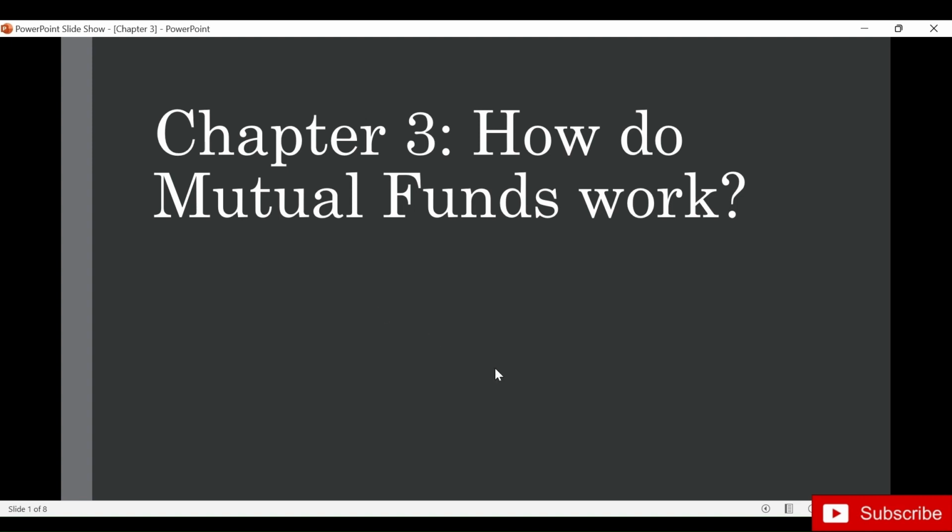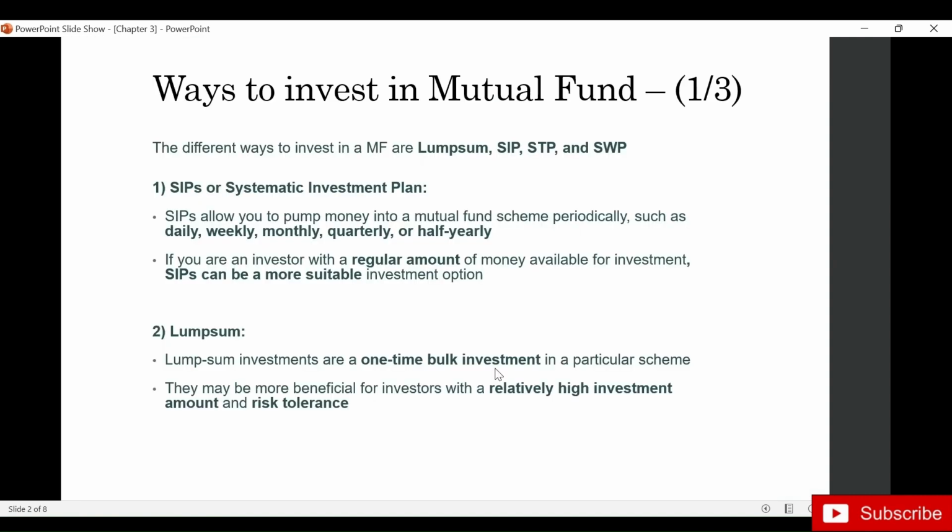Hello friends. So in chapter 3 we will discuss the working of mutual funds. In lesson 1 of chapter 3 we will discuss the different ways to invest in a mutual fund. The different ways to invest in a mutual fund are lump sum, SIP, STP, and SWP. So, first, let us discuss what SIPs are.